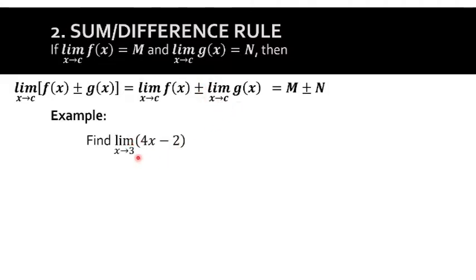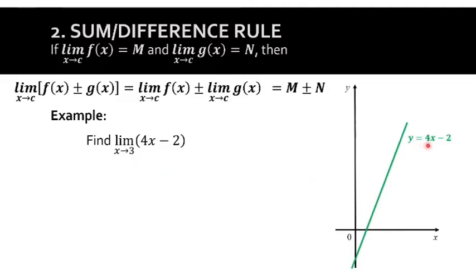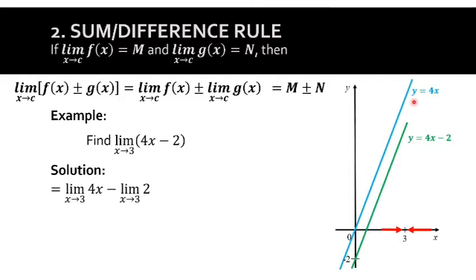Example, find the limit of 4x minus 2 as x approaches 3. So we can graph this function y is equal to 4x minus 2. So we are going to find its limit as x approaches 3. Solution: we can change this by following this difference rule. We have the limit of 4x as x approaches 3 minus the limit of 2 as x approaches 3. So this is actually two functions. We have y is equal to 4x and y is equal to 2. So we're going to get the difference between these two functions and get their limit.